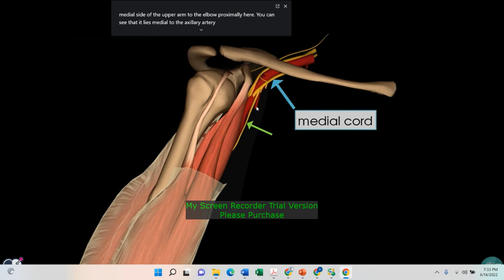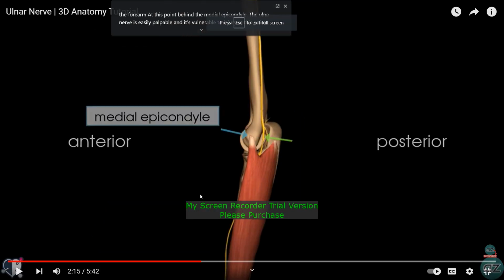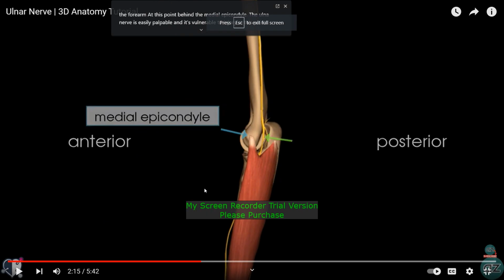You can see it lies medial to the brachial artery, and then it comes to the midpoint of the arm. At the middle of the arm, it pierces the medial intermuscular septum, as you can see here, and then enters the posterior compartment of the arm. As it enters the posterior compartment, it lies anterior to the medial head of the triceps brachii, and then it just descends down.